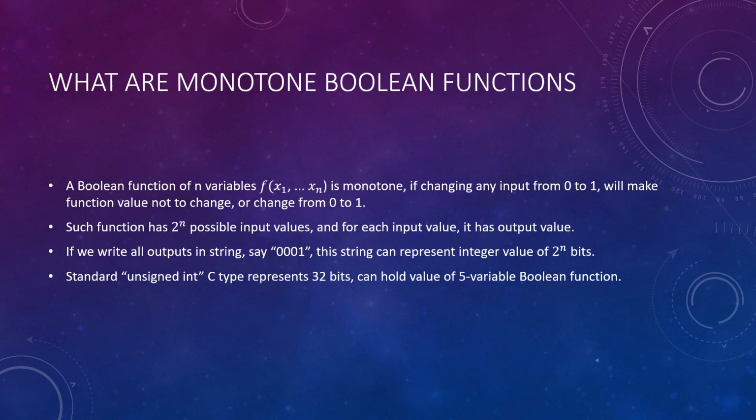For such a function with 2 to the power n possible input values, and for each input value it has an output value, if we write all outputs in a string, say 0, 0, 0, 1, this string can be represented as an integer value of 2 to the power n bits. The standard unsigned int C type represents 32 bits and can hold the value of a 5-variable Boolean function.